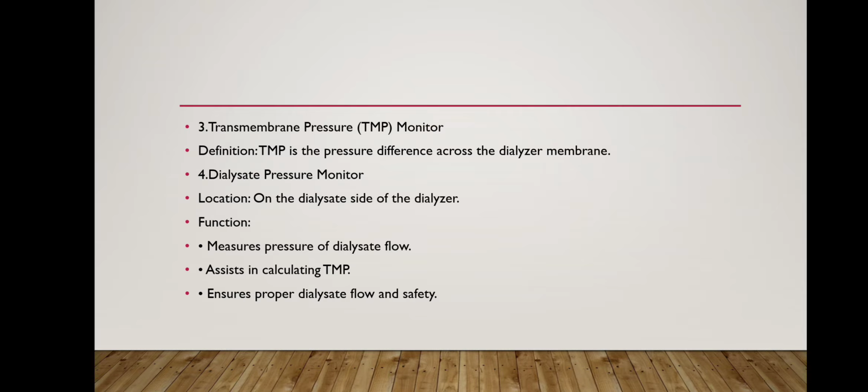Then the dialysate pressure monitor. Its location is on the dialysate side of the dialyzer. The main function of the dialysate pressure monitor is, first, to measure the pressure of dialysate flow and assist in calculating TMP. TMP means transmembrane pressure. It ensures proper dialysate flow and safety.